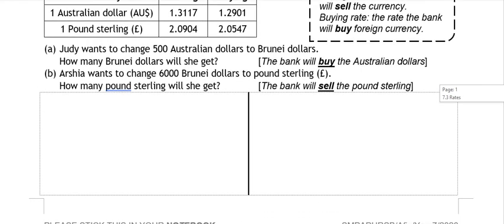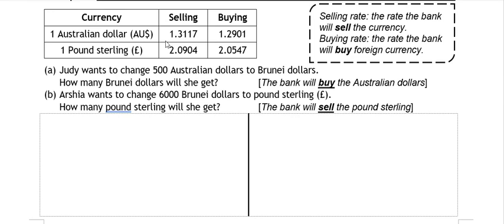Let's say that Judy wants to change 500 Australian dollar into Brunei dollar. How many Brunei dollars will she get? I already gave the clue here: the bank will buy the Australian dollar. So you will have to use this rate: 1 Australian dollar is 1.2901 Brunei dollars.